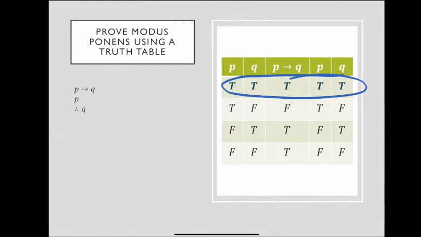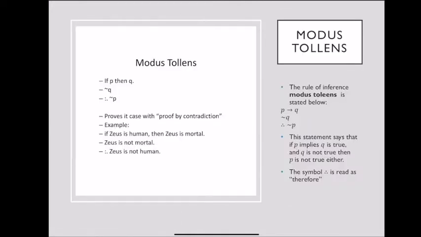Let's talk about another rule of inference. This rule of inference is modus tollens. I will misspell this so much. Modus tollens says P implies Q, not Q, therefore not P. So if P implies Q is true and Q is not true, then P is not true either. For example, we could call this a proof by contradiction. Here's a really famous one. If Zeus is human, then Zeus is mortal. Zeus is not mortal, therefore Zeus is not human.